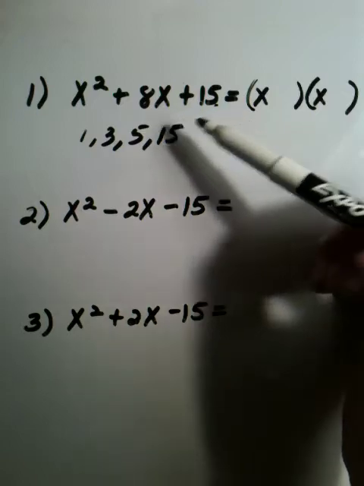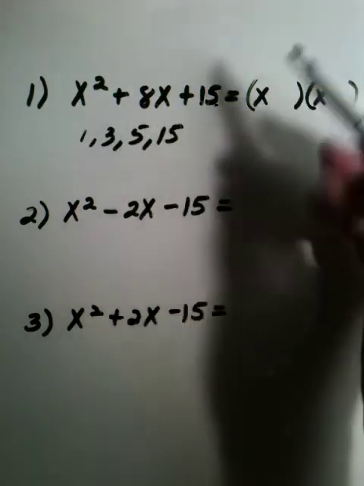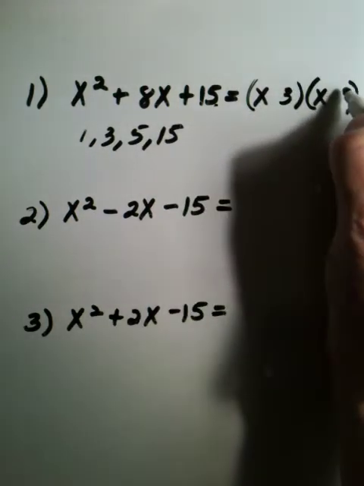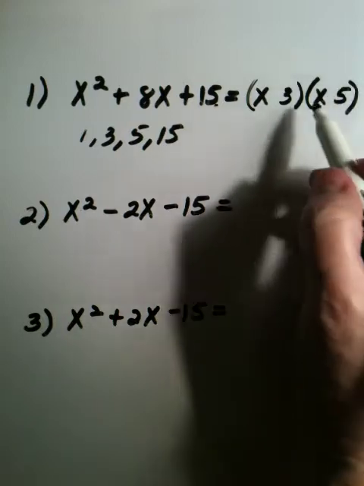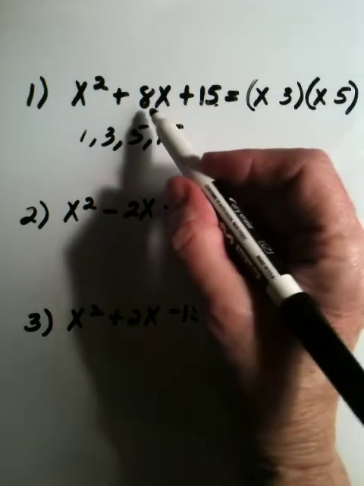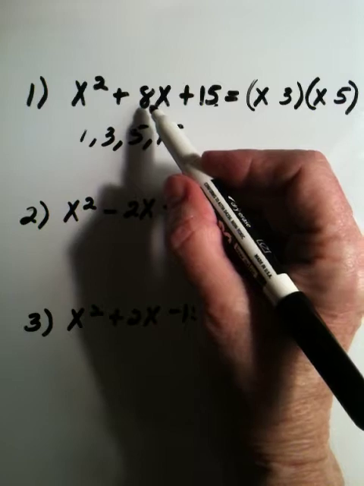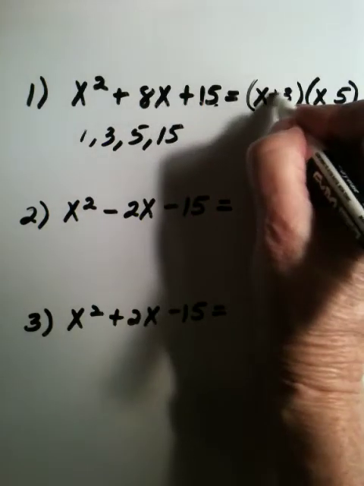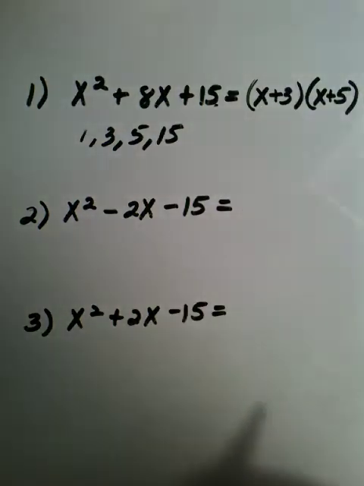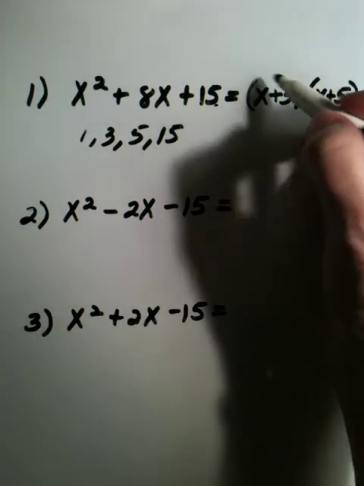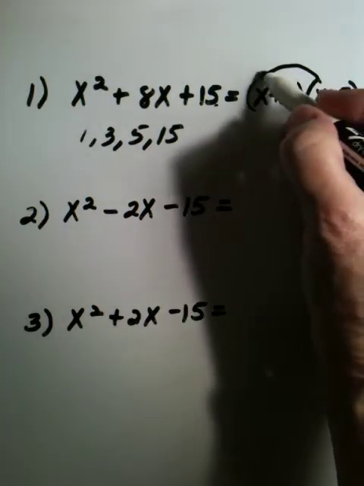Everything's positive. So I would choose 3 times 5. It does make 15 when we multiply, and it will make 8 when we add 3 and 5 together, and since everything's positive, we're going to put pluses in our problem. To check this, you would FOIL or multiply.